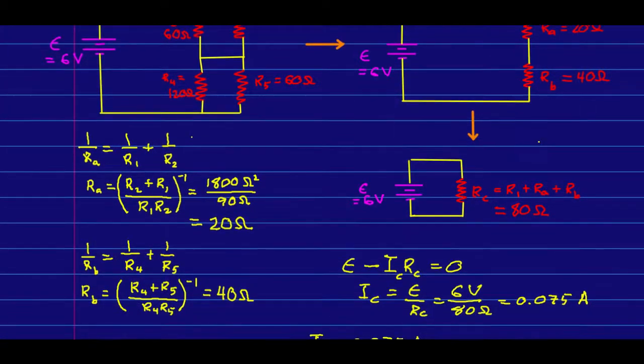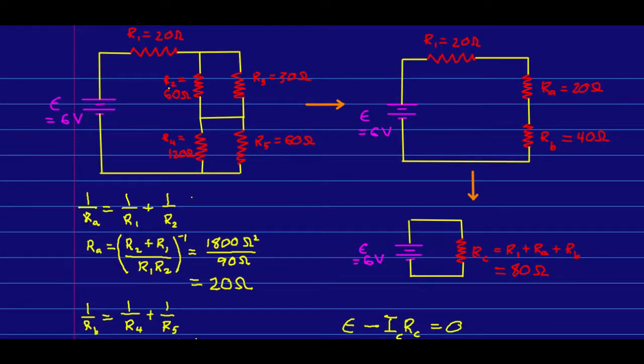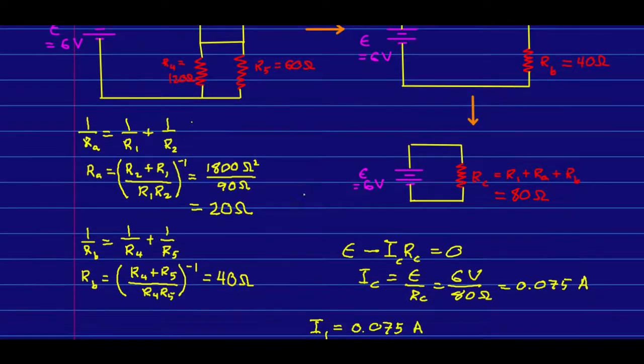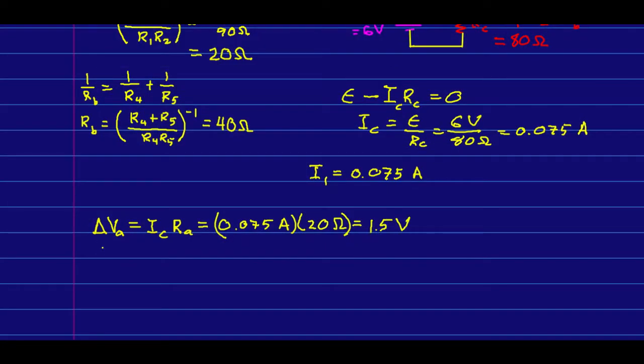But Ra and Rb aren't things we're actually looking for currents through. We want the currents through 2, 3, 4, and 5. However, this allows us to find the potential differences. So delta VA is going to be that current, which I'm calling I_C, times Ra. And similarly, the potential difference across Rb I can get with that current times its resistance.